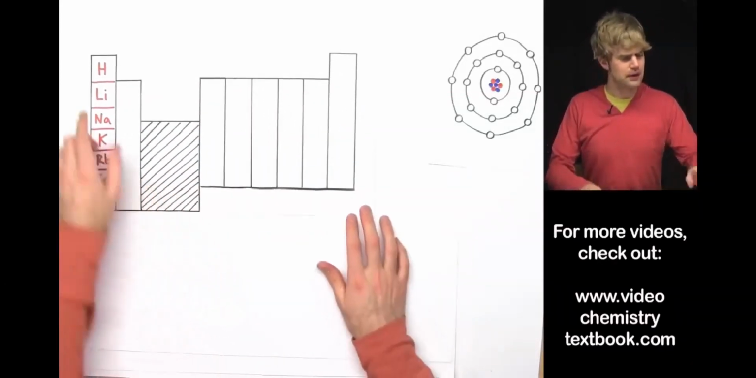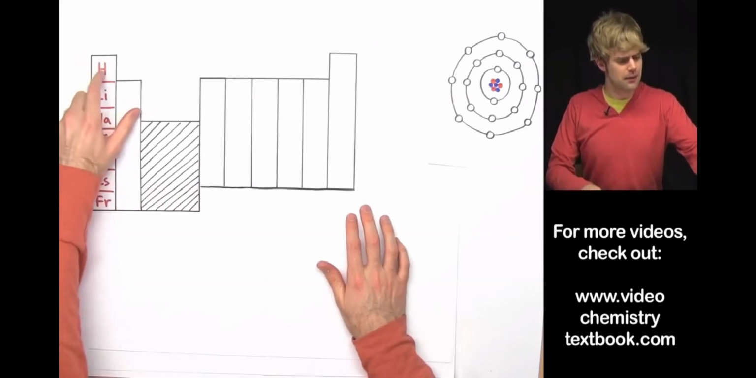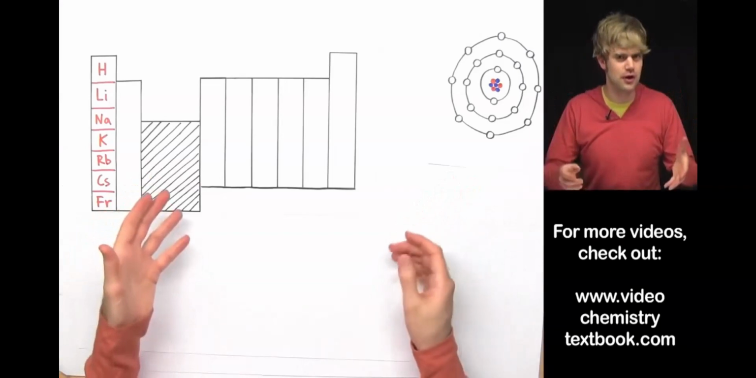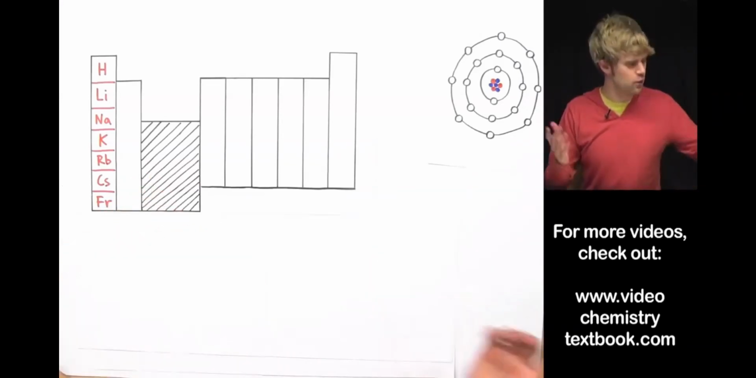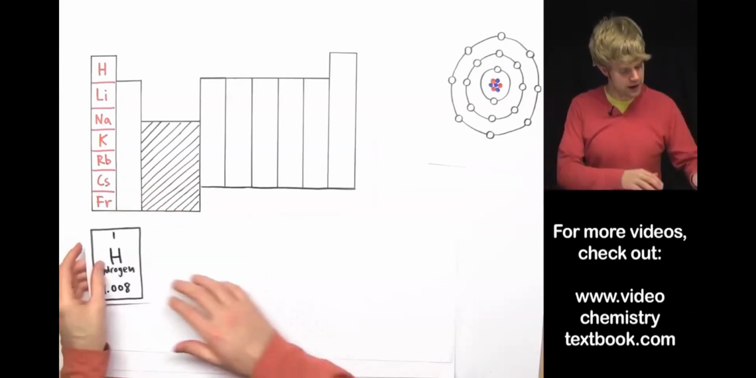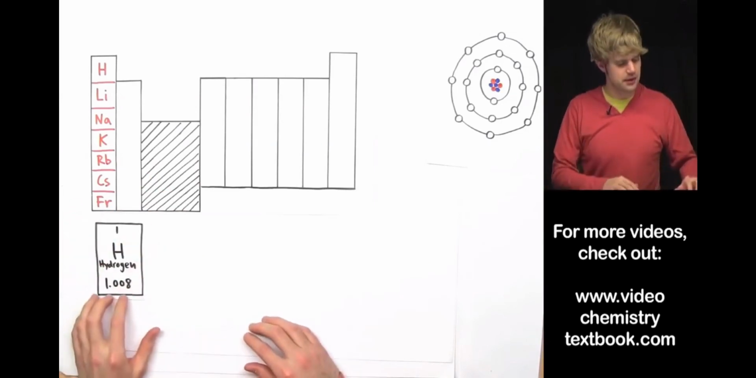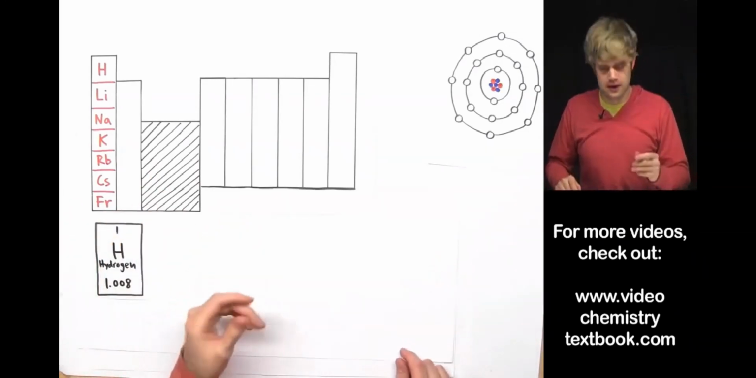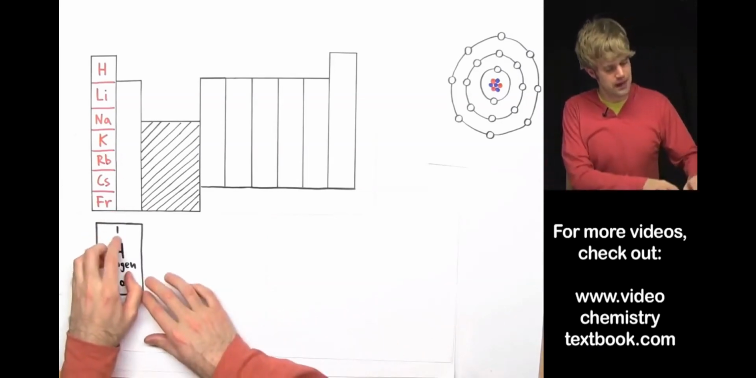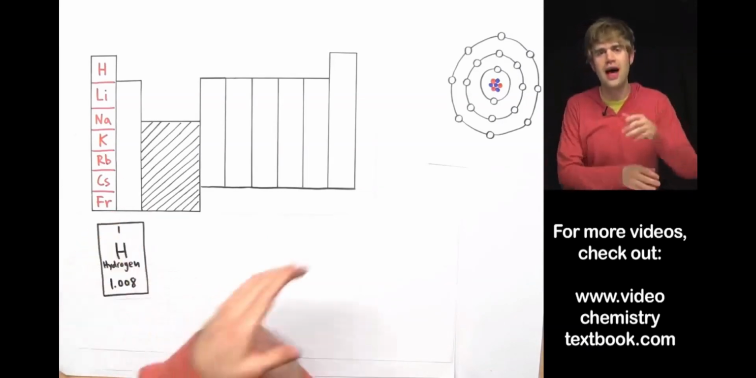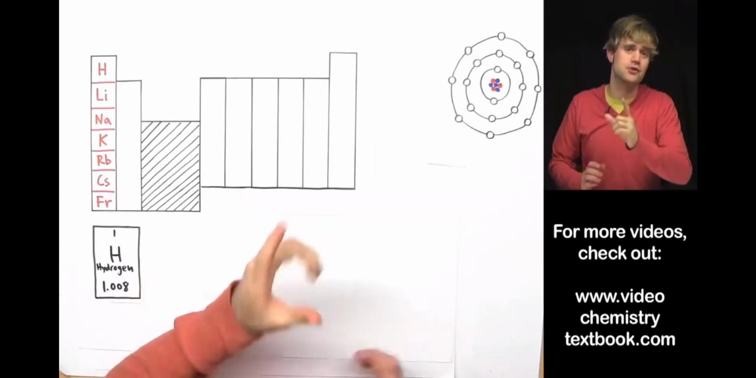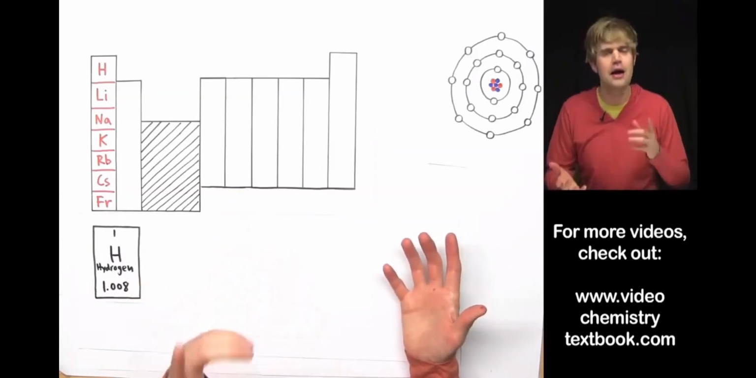Okay, so let's take the first element right here, hydrogen. Now, how many electrons are there in hydrogen? Well, what we've got to do is look it up on the periodic table, and we're going to find something like this. Now, the periodic table doesn't actually tell us how many electrons are in hydrogen. It's got this 1 here, but that refers to the number of protons. So there's 1 proton in hydrogen. That's what its atomic number is.